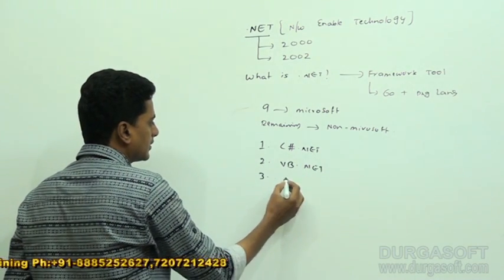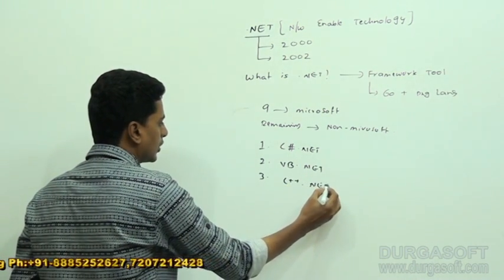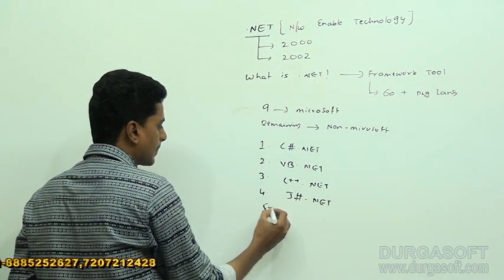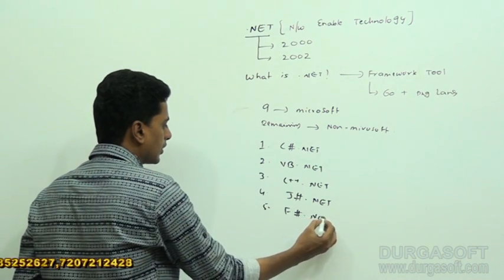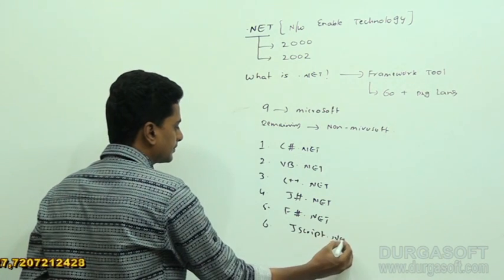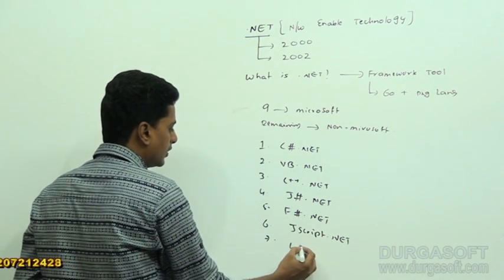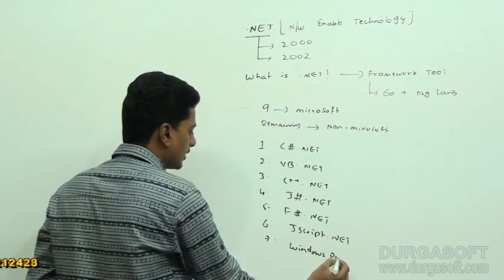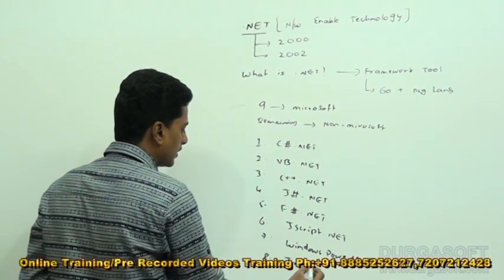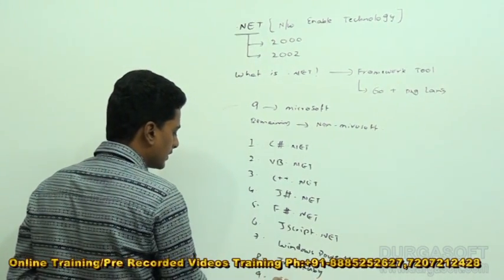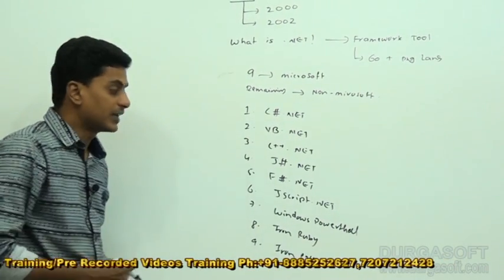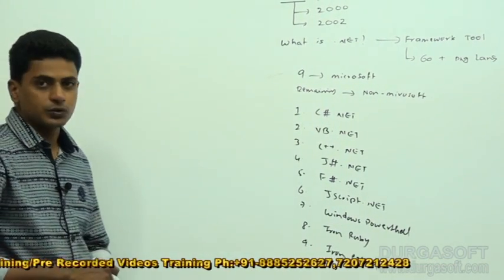VB.NET, C++.NET, J#.NET, F#.NET, JScript.NET, Windows PowerShell, IronRuby, IronPython. These are the 9 programming languages which are developed by Microsoft.